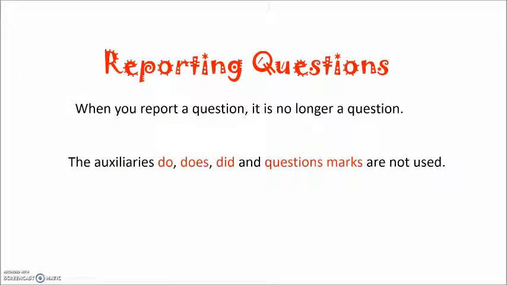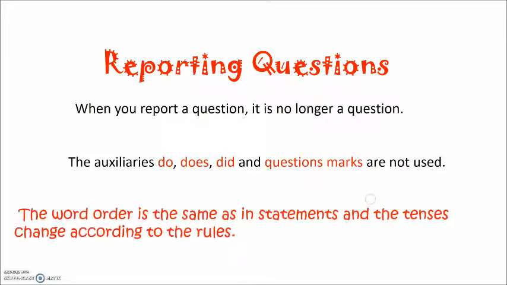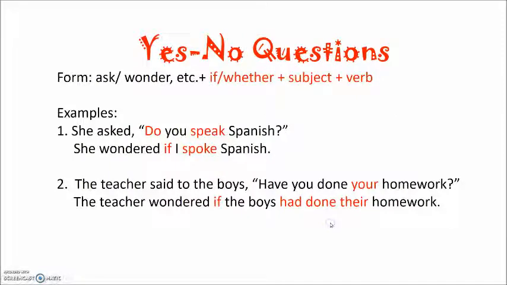First, we're going to go over the general rule. Whenever we're reporting questions, the questions are no longer questions. And we do not use the auxiliaries do, does, and did when we are reporting, and we do not use question marks. However, the word order is the same as in statements, and the tenses change according to the rules.